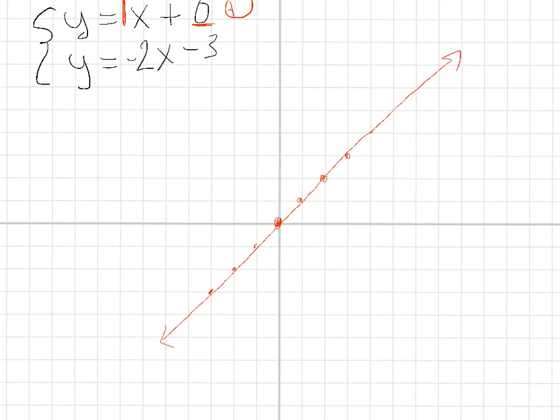Now we're going to do the next one. We'll do it in green. So equation 2, we're going to start at negative 3. And then we're going to go down 2 over 1 because my slope is negative 2. Down 2 over 1. And we're going to make this line.